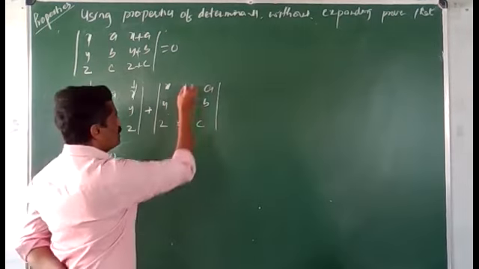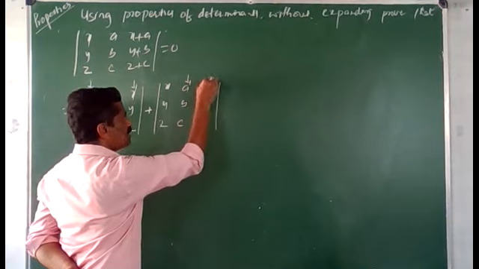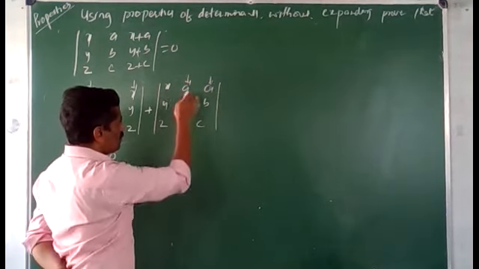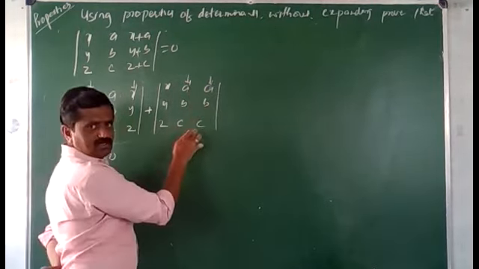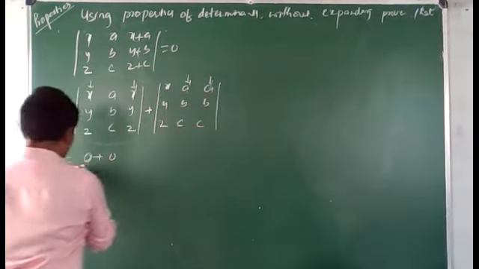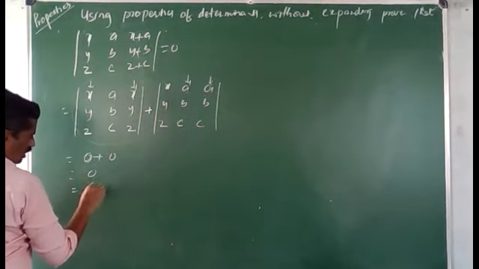No need to expand. Again, come here. See here, second column and third column elements are same, A, B, C, A, B, C. Therefore, again, this becomes what? 0. So, it is equal to 0. It is equals to RHS.